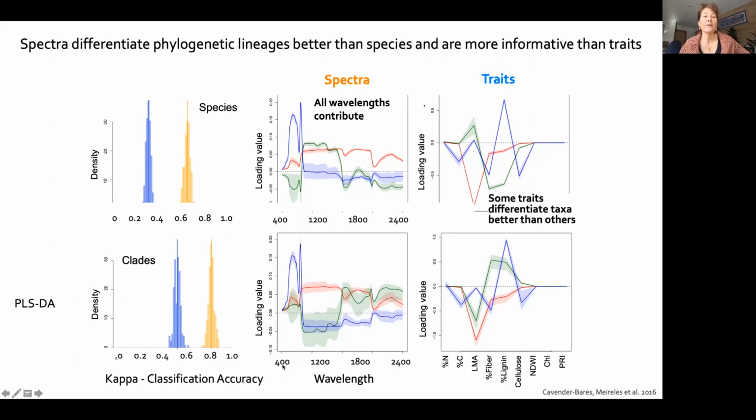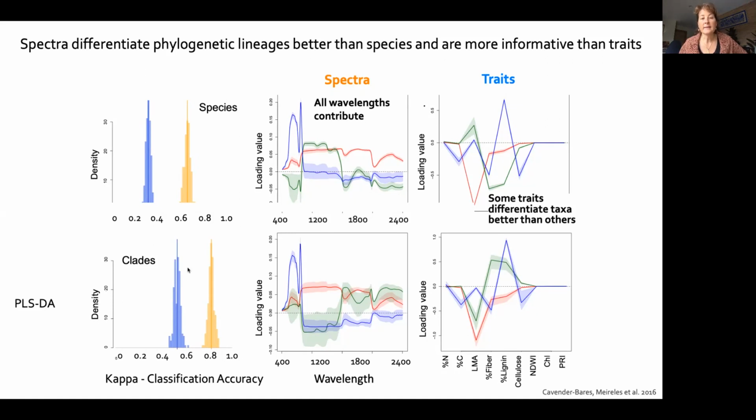And we also ended up doing this in many different species of oaks, which I'll show in a minute. But there are two main points from this work. And the first is that spectra provide a lot more information than do individual traits that we might predict from spectra or measure in some other way, in terms of our ability to differentiate genotypes or species or phylogenetic lineages. And this is from a paper in 2016 that I'm happy to send.